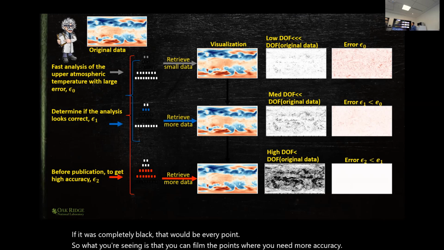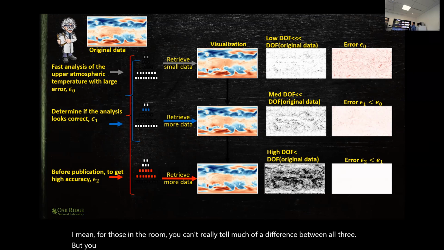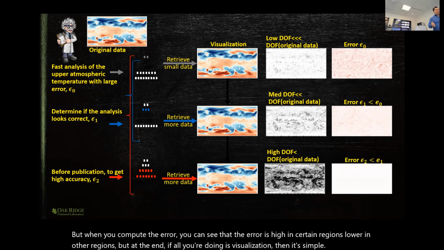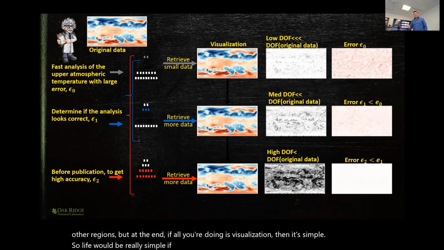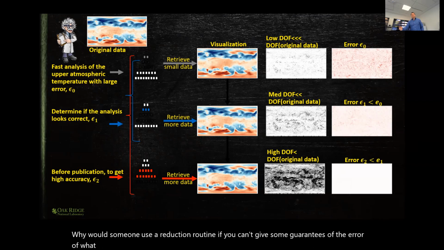The visualization, I mean, for those in the room, you can't really tell much of a difference between all three. But when you compute the error, you can see that the error is high in certain regions, low in other regions. But at the end, if all you're doing is visualization, then it's simple. So life would be really simple if scientists didn't do any pesky analysis. So I want to make that clear. Why would someone use a reduction routine if you can't give some guarantees of the error of what we call these quantities of interest or derived quantities? And that's where we go.